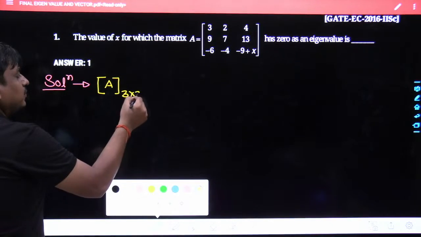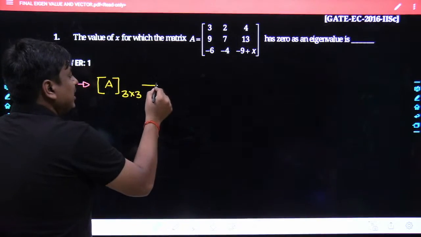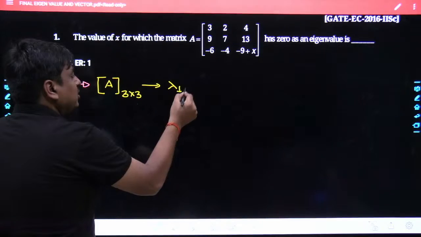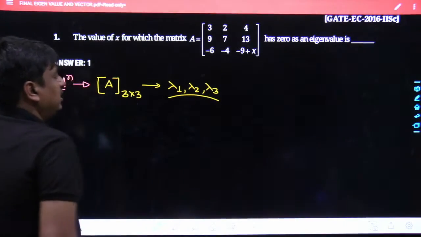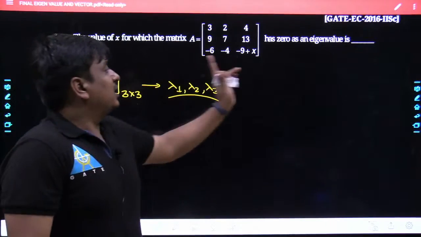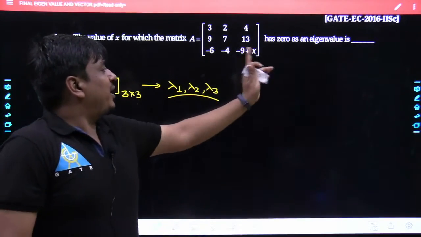3 cross 3. How many eigenvalues will you have? You will have 3 eigenvalues. You have already seen this in its properties. In its properties, it has been clearly given that it has 0 as an eigenvalue.